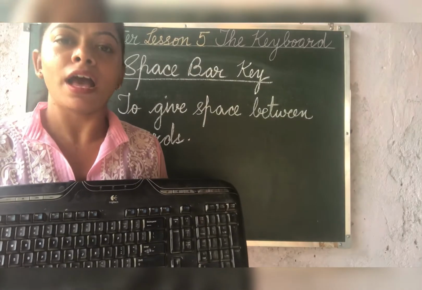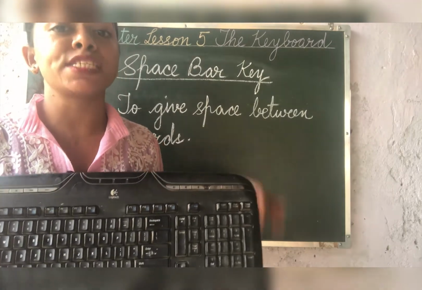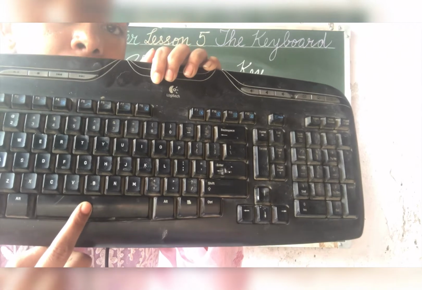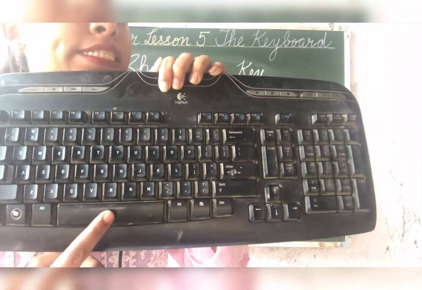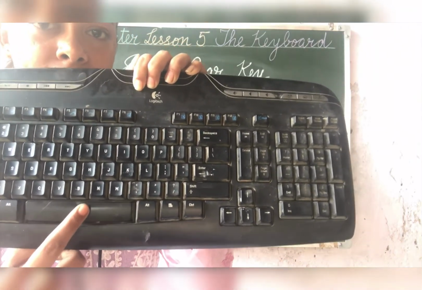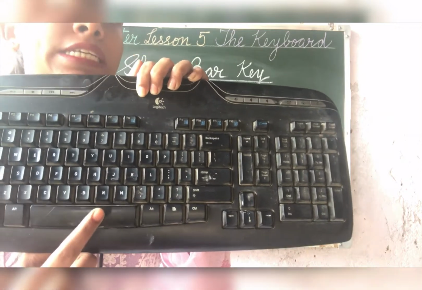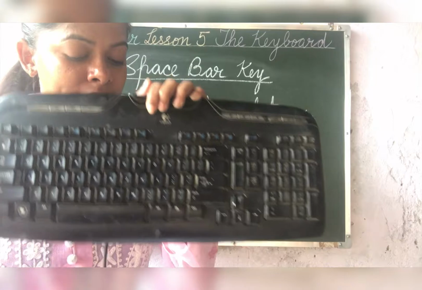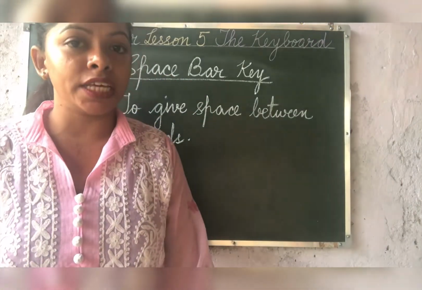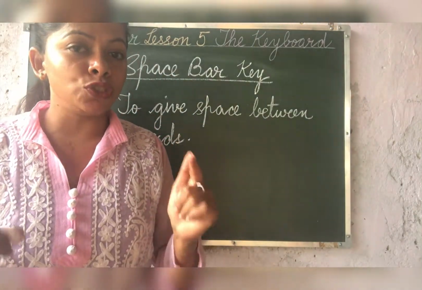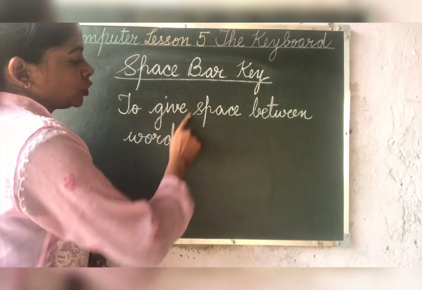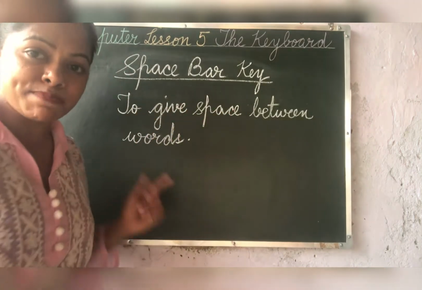Now children, our next key is the space bar key. I'll show you. This is the space bar key, and it is also the longest key on the keyboard. See, this is the space bar key. This is the longest key on the keyboard. Now children, why do we use a space bar key? We use a space bar key to give a space between two words.